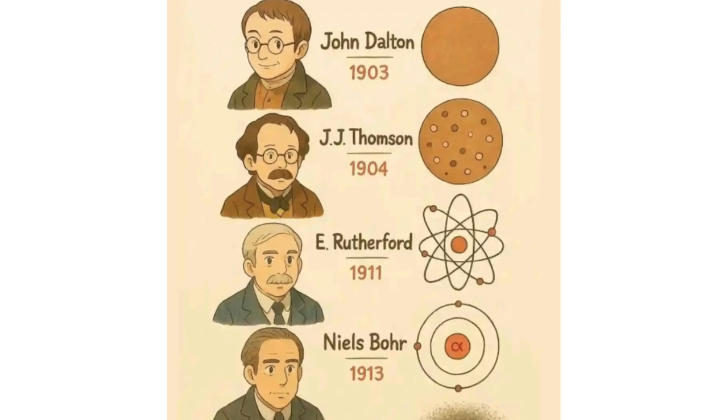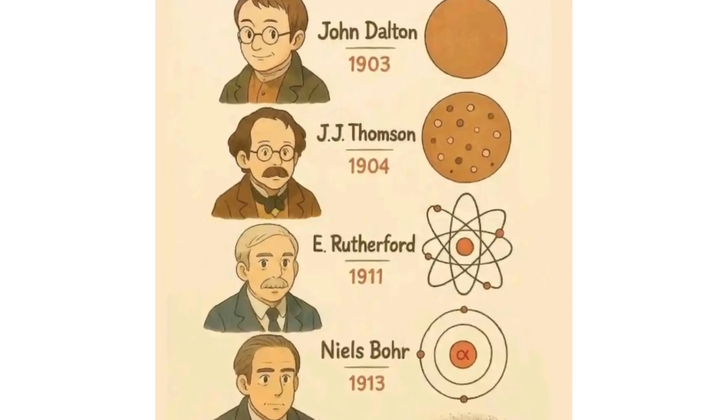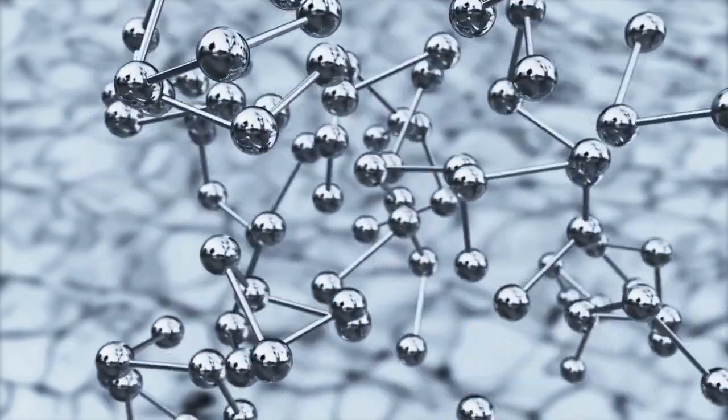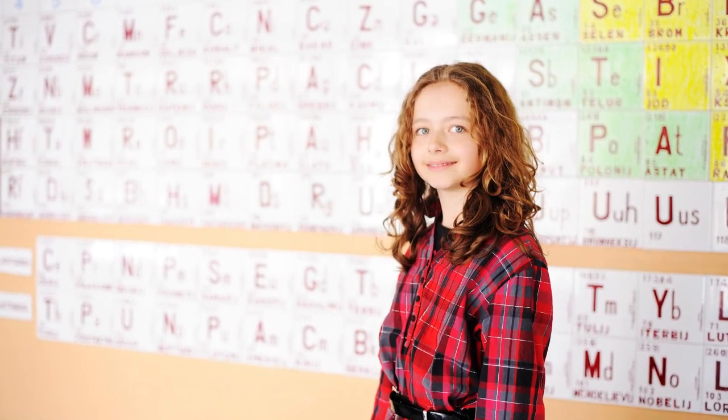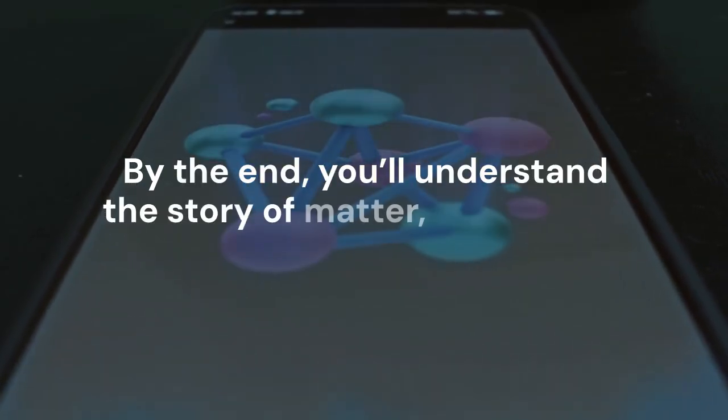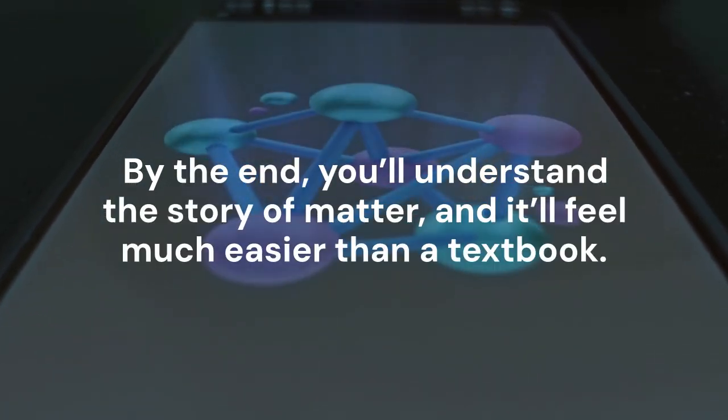Let's look at how our idea of the atom grew over time. What makes one element different from another? Why are some atoms slightly heavier? How the elements are organized like a giant periodic family, and how we classify them. By the end, you'll understand the story of matter, and it'll feel much easier than a textbook.